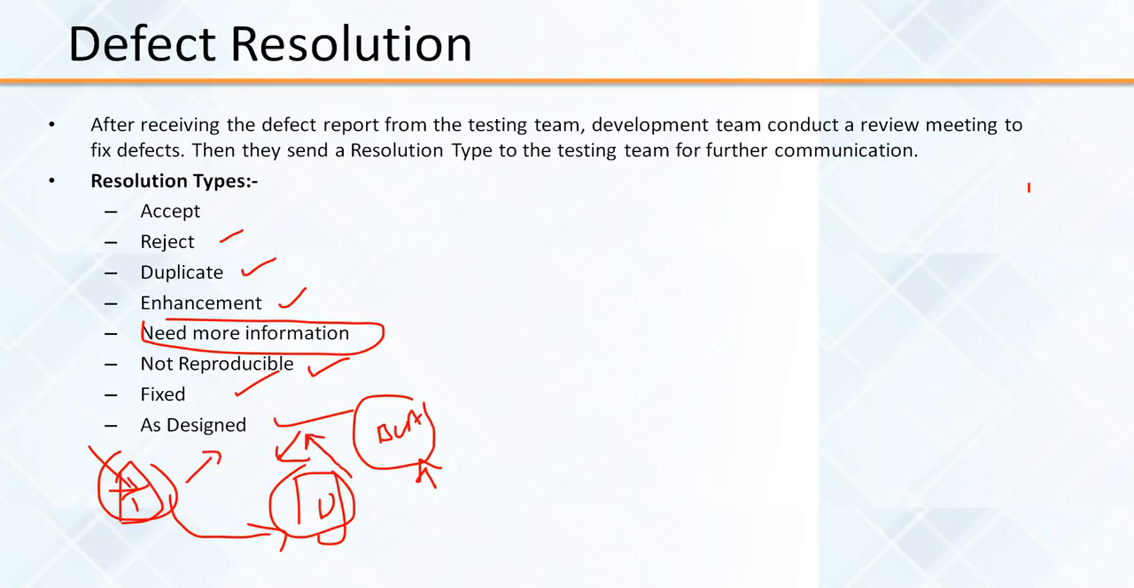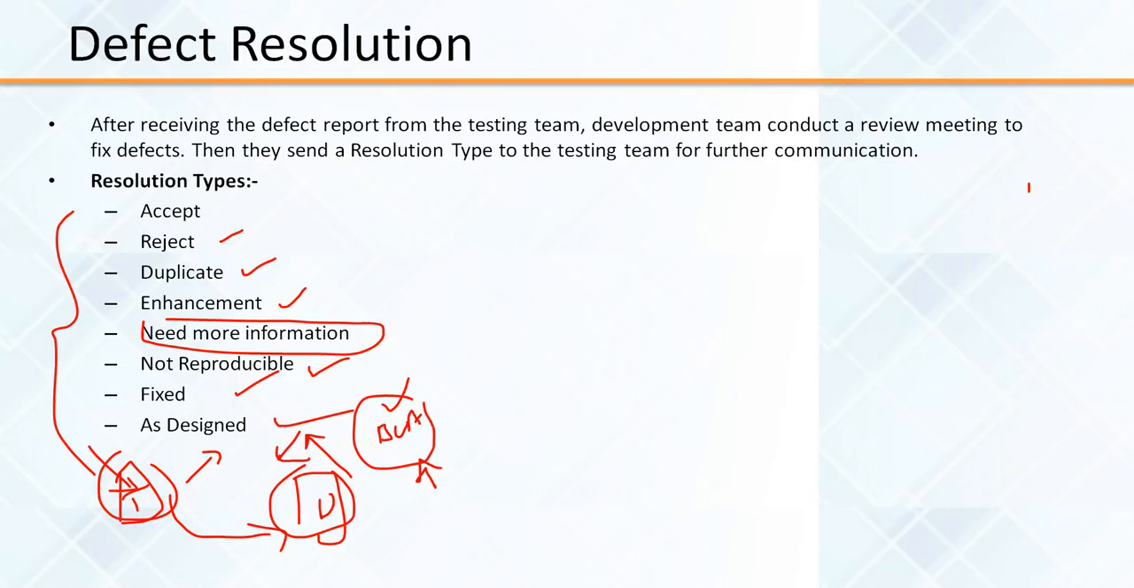Okay, these are the defect resolution types. So what is defect resolution? Defect resolution is an opinion by the developer, the opinion about the defect by the developer.